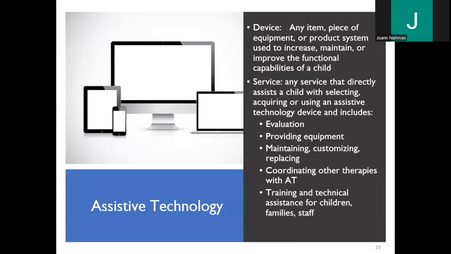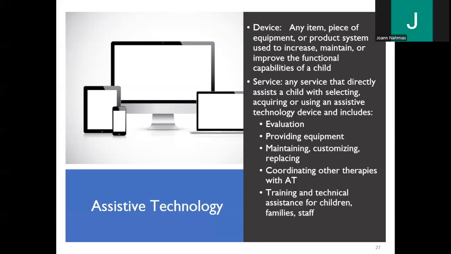This slide explains how assistive technology is documented in the IEP. First, a device is defined as any item, piece of equipment, or product system that is used to increase, maintain, or improve a child's functional capabilities. This can range from something as simple as a pencil grip to more advanced tools such as communication devices or specialized software.